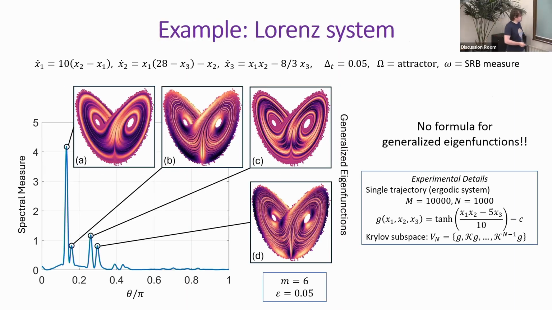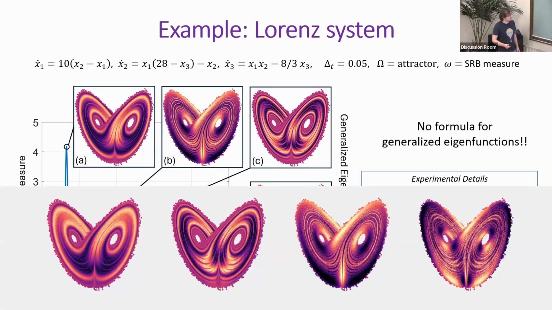And here you go. So here's the spectral measure. Here are the generalized eigenfunctions. I'm applying delay embedding, so I'm getting this Krylov subspace, and I'm choosing my G to live inside this weighted coefficient space. And this is what they look like.